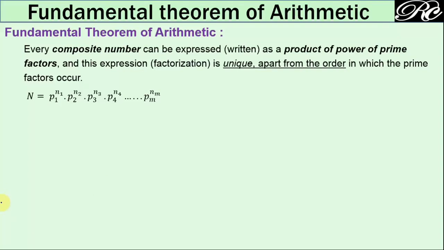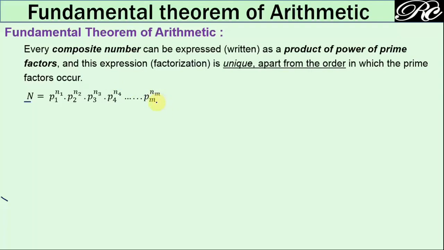So if we take n as a composite number, then it can be broken into p1 to the power n1, into p2 to the power n2, into p3 to the power n3, into p4 to the power n4, and so on up to pm to the power nm.